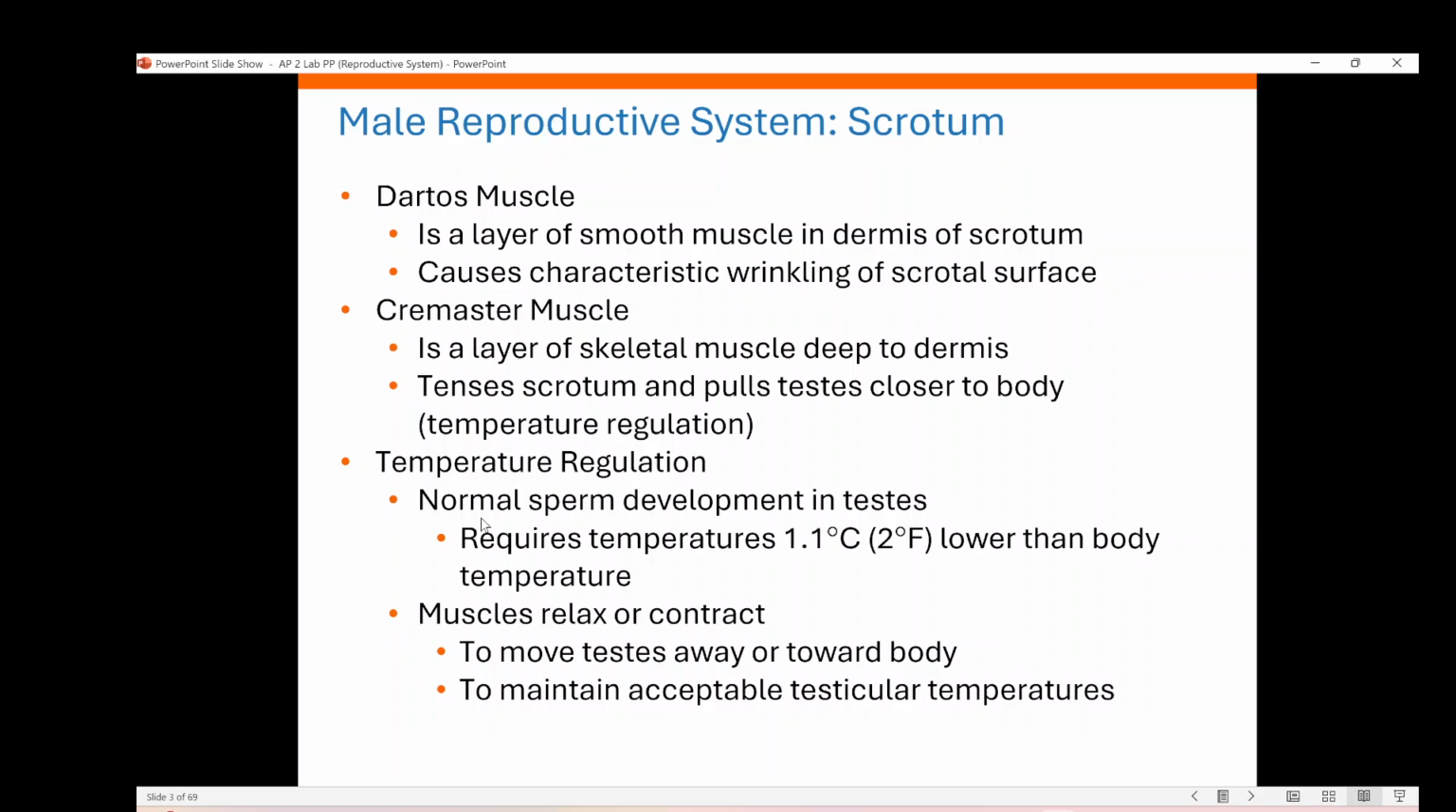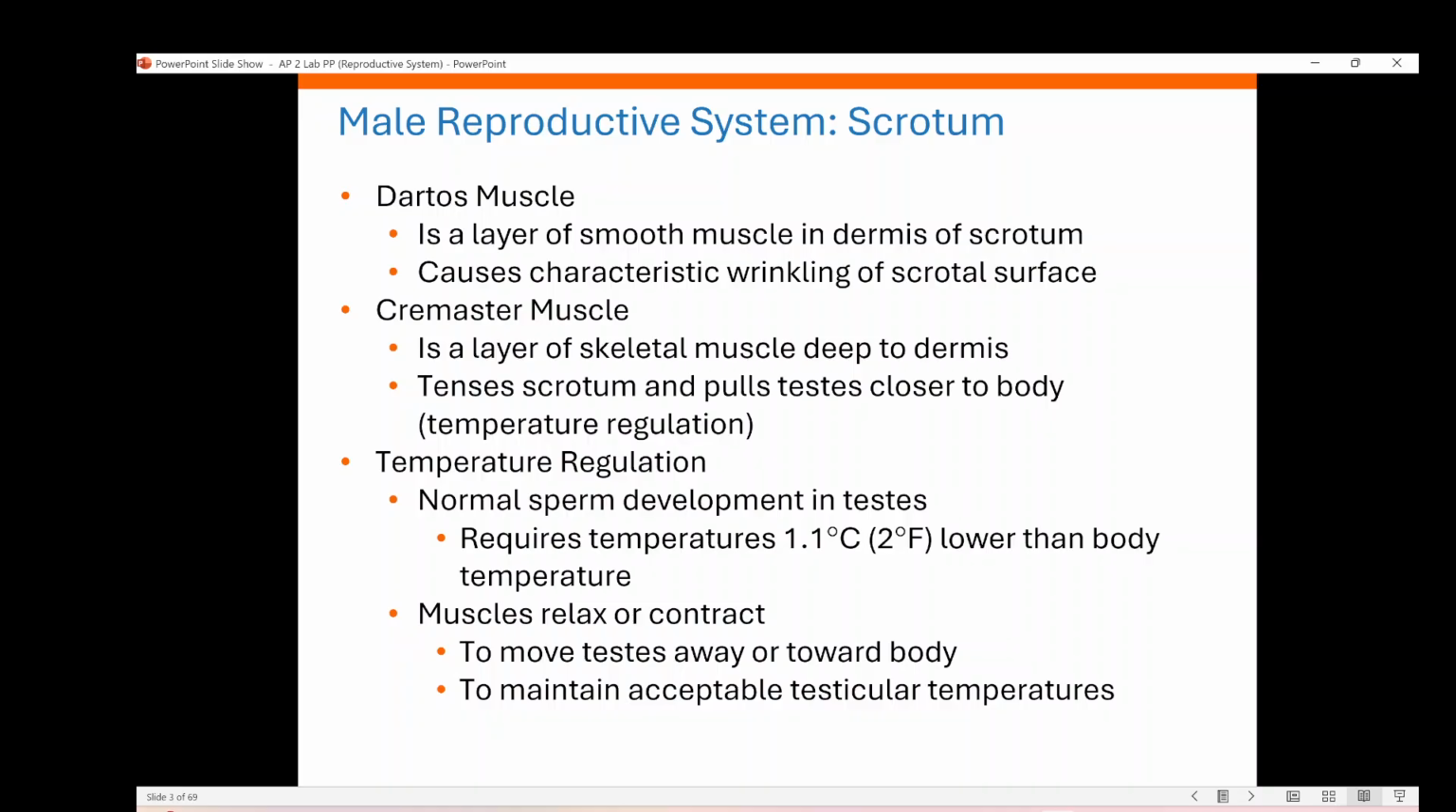Normal sperm is going to develop in the testes, and it requires temperatures about 1.1 degrees Celsius or about 2 degrees Fahrenheit lower than the male body temperature. Again, it just relates to the survival of the sperm and the ability to make sperm. It has to be a little bit cooler than body temperature. So as I said before, when these muscles relax, the testes are going to move away from the body.